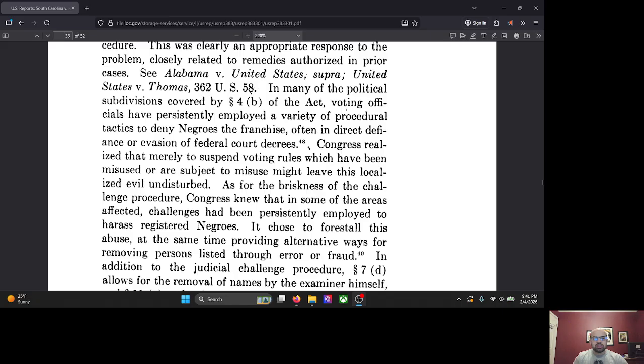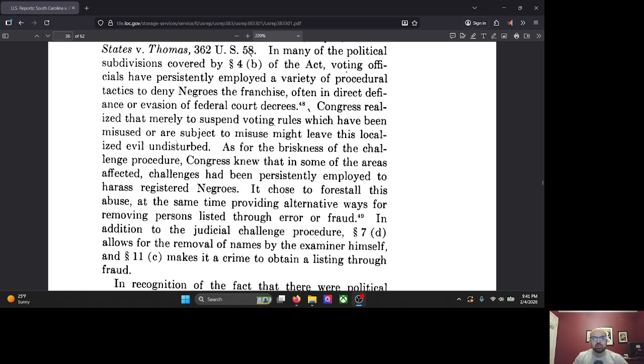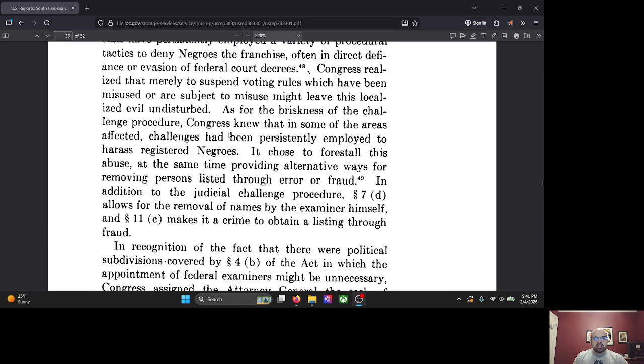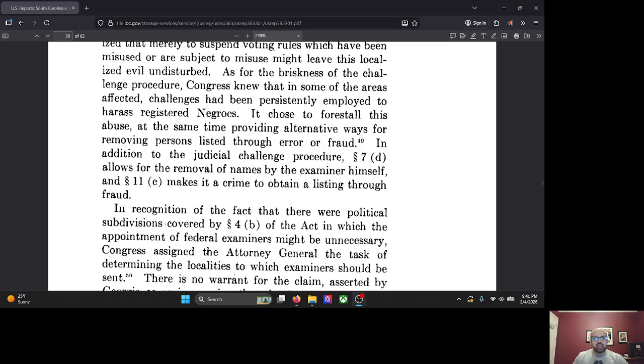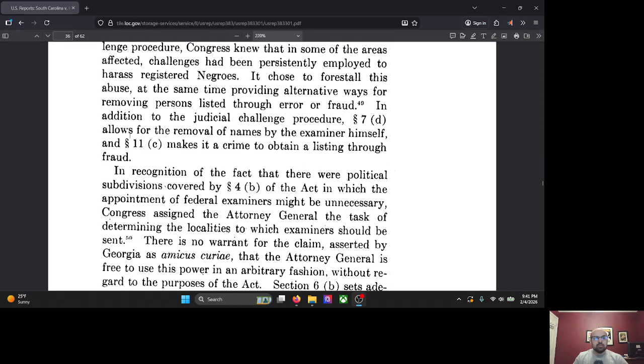Congress realized that merely to suspend voting rules which have been misused or are subject to misuse might leave this localized evil undisturbed. And for the briskness of the challenge procedure, Congress knew that in some of the areas affected, challenges have been persistently employed to harass registered African Americans. It chose to forestall this abuse, at the same time providing alternative ways for removing persons listed through error or fraud. In addition to the judicial challenge procedure, subsection 7d allows for the removal of names by the examiner himself, and subsection 11c makes it a crime to obtain a listing through fraud.